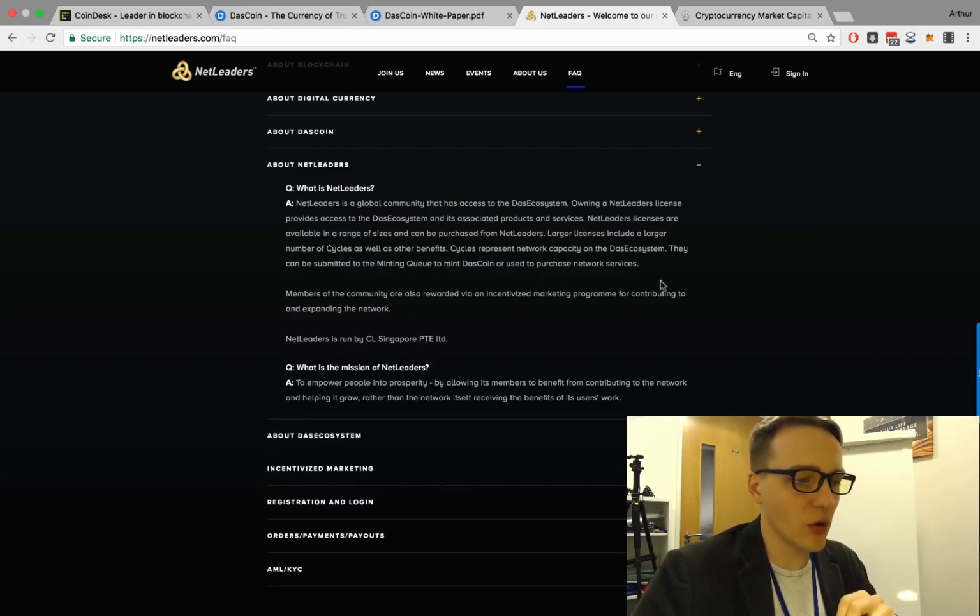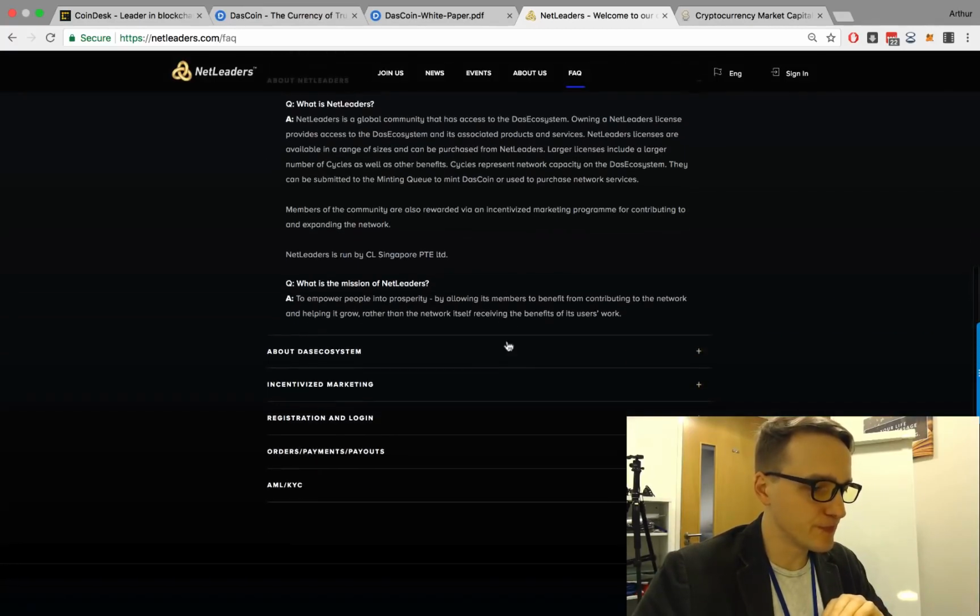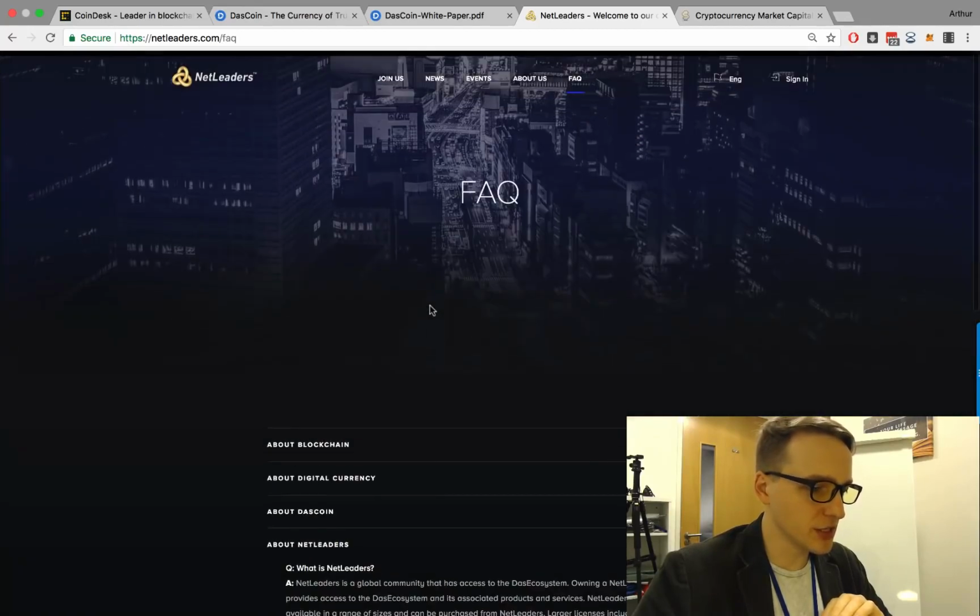Cycles represent network capacity on the DAS ecosystem. They can be submitted to the minting queue to mint DasCoin or used to purchase network services. And this is a very, very important paragraph. Members of the community are also rewarded via an incentivized marketing program for contributing to and expanding the network. NetLeaders is run by CEO Singapore. So what is the mission of NetLeaders, etc.